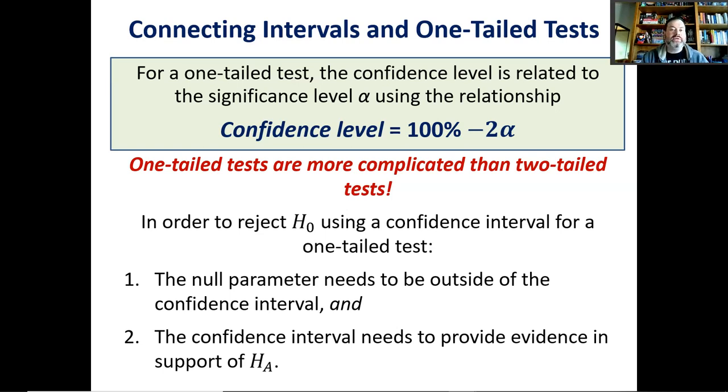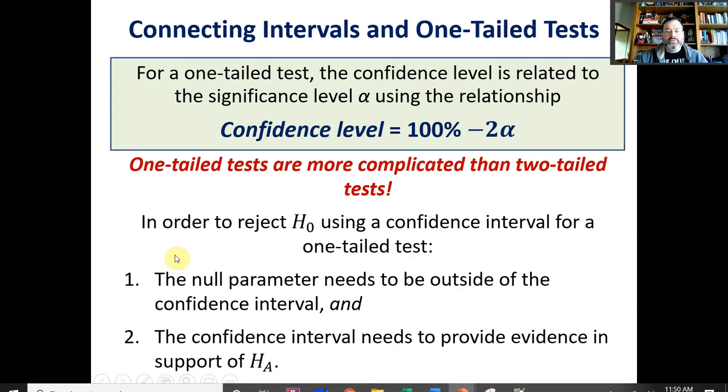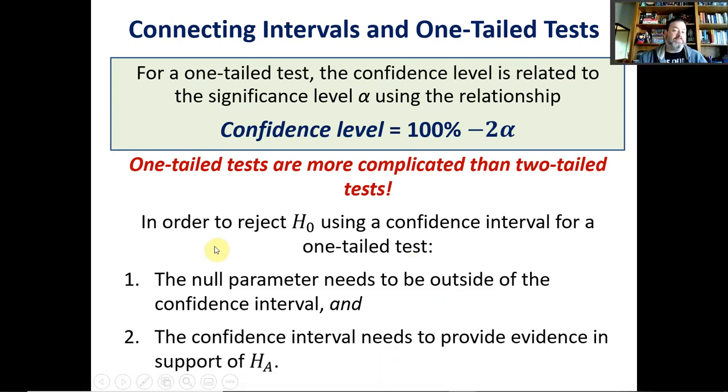So what you have to do is take that alpha value and double it so that it matches up with a confidence interval. Remember, a one-tailed test only has one tail. Confidence intervals always have two tails. So you need to double alpha so that the tails are the same size. Other than that, it's pretty much the same thing.